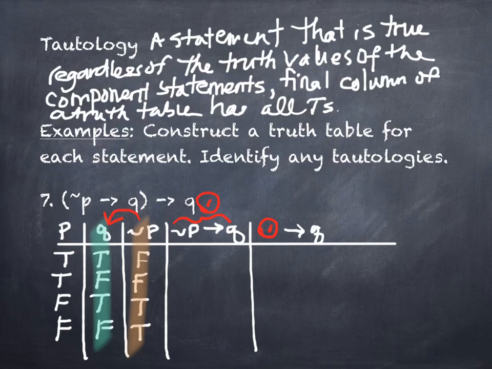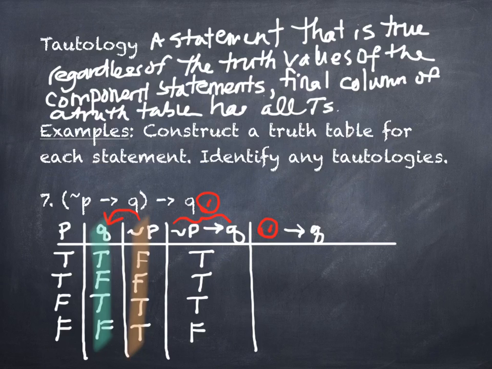So we have a false implies true, which is true. We did that last time. False implies false is also true. True implies true is true, but the last one, true implies false, is false. It's the only time we have a false statement on an implication, which is T arrow F.